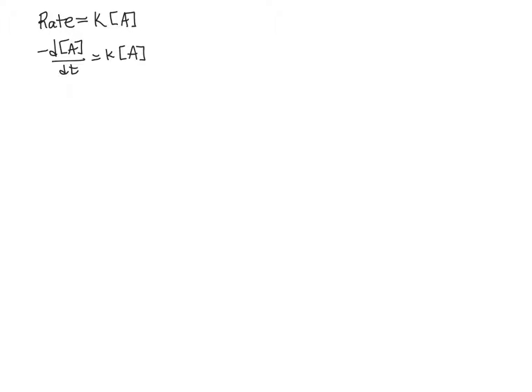Now, if you've taken calculus class, you know that we need to do a technique called the separation of variables first, before we can integrate this. That's because we have two different kinds of variables happening here. We have time and we have concentration. So we need to make sure that those two things are on different sides of our equation.